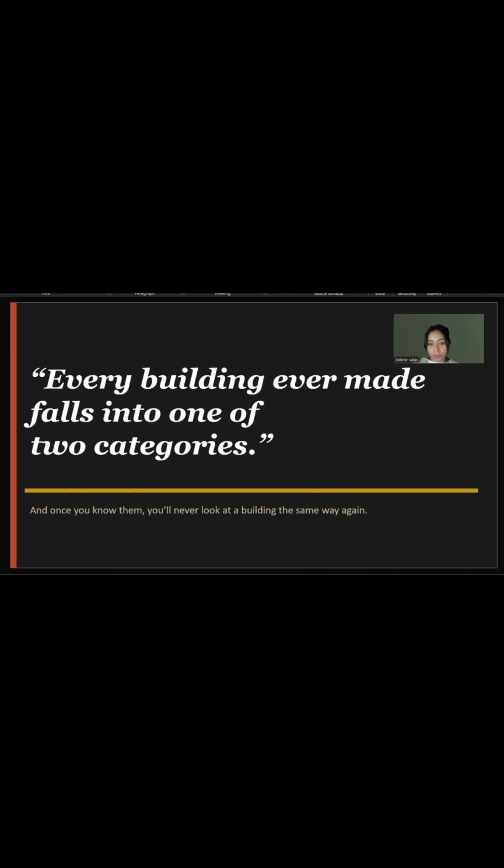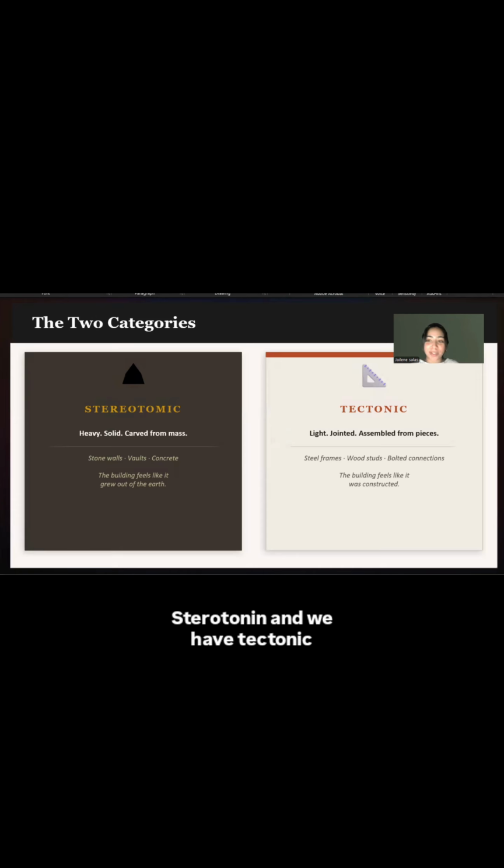Two ways to build. Which one are you standing in? Every building ever made falls into one of these two categories, and once you know them, you'll never look at a building the same way again. So what are they? Stereotonic, and tectonic. Stereotonic is heavy, solid, carved from mass: thick stone, brick, and concrete.